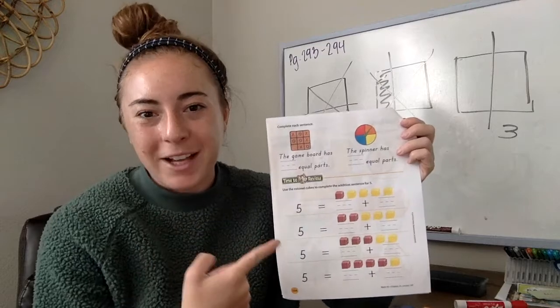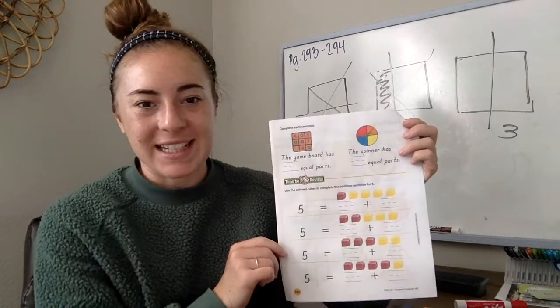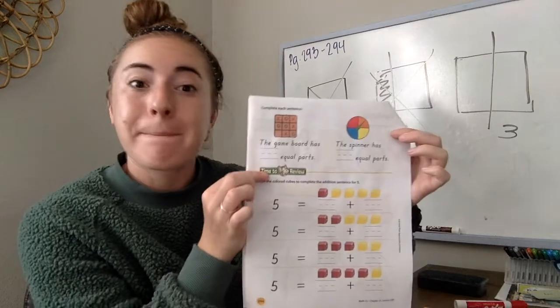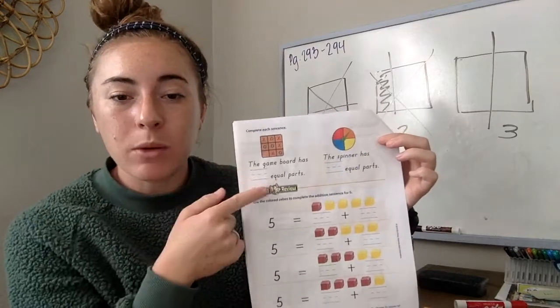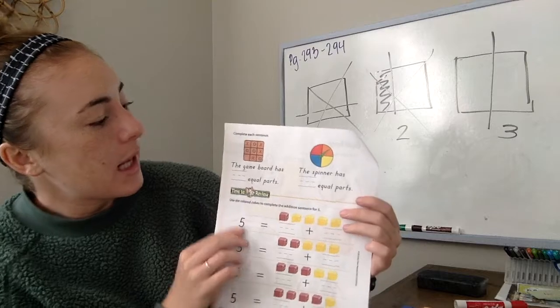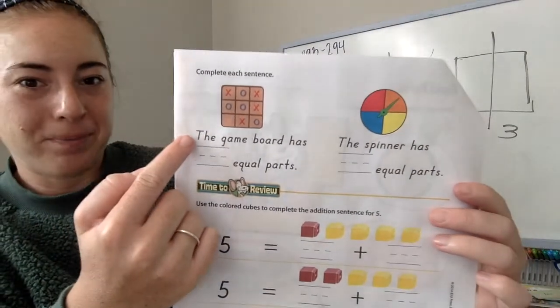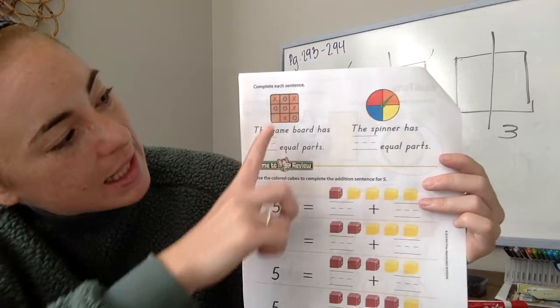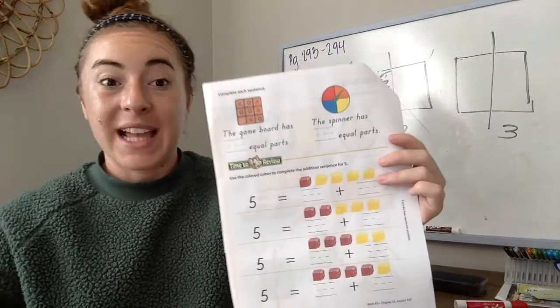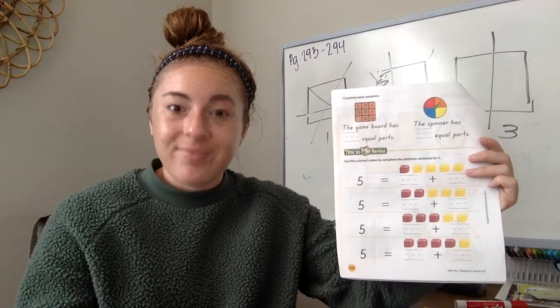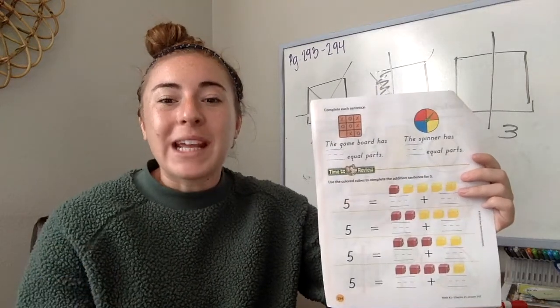So then on the back, we have to complete each sentence. So the first one says, the game board has equal parts. So how many equal parts do you see on the game board? Now what I notice is that this looks like tic-tac-toe. And if you notice, they're separated into squares. And are those squares the same size and the same shape? They are. So those are equal parts.